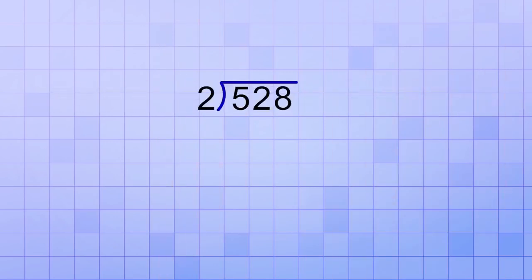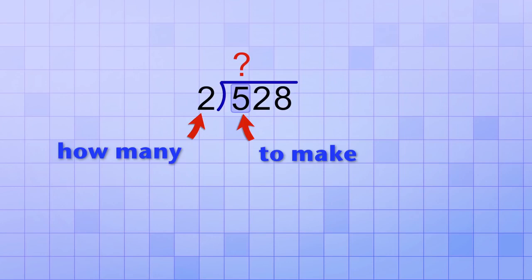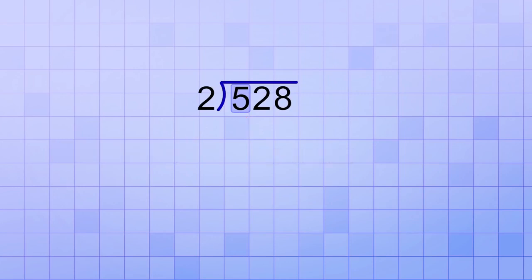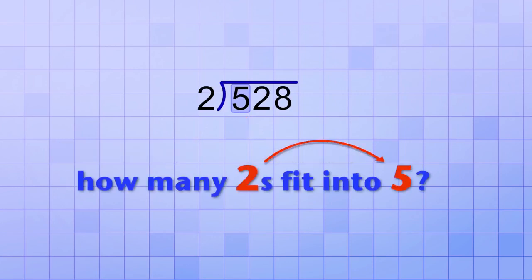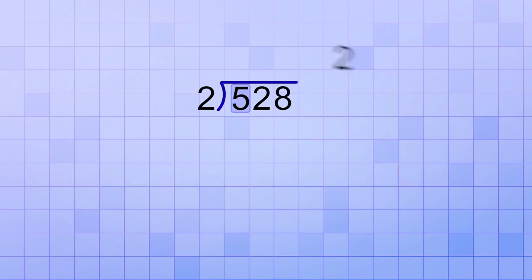To solve this first problem, we start by asking, how many 2's does it take to make 5 or almost 5? Or you can think of it as how many 2's will fit into 5. And it's easy to see that the answer is 2. So we put a 2 as the first digit of our answer. Then we multiply 2 times 2, which is 4, and we subtract that 4 from the 5, which leaves us a remainder of 1. Now we move to our next digit, and we need to bring down a copy of it to combine with the remainder from the first digit.